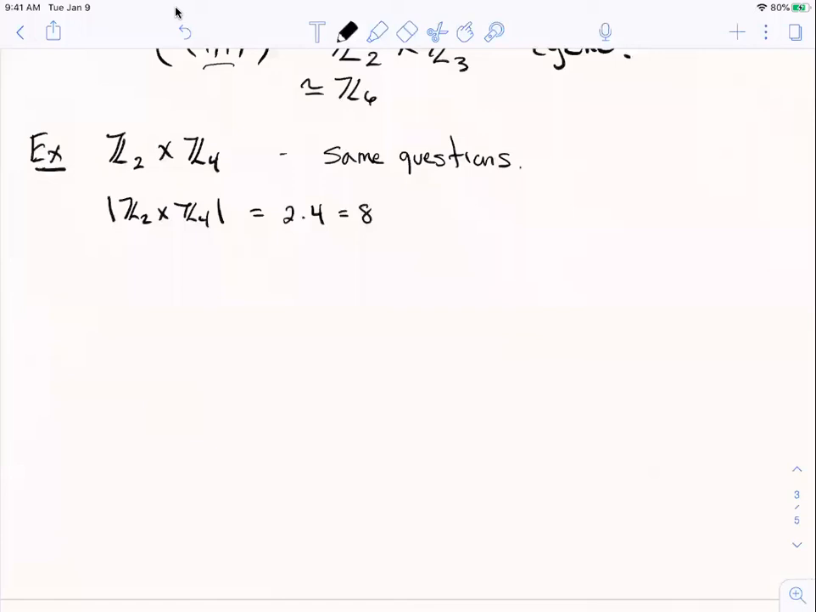It makes sense. Elements of Z2 cross Z4 look like A, comma B. A comes from Z2. You have 2 choices for that. It can be a 0 or a 1. B comes from Z4. You have 4 choices for that.